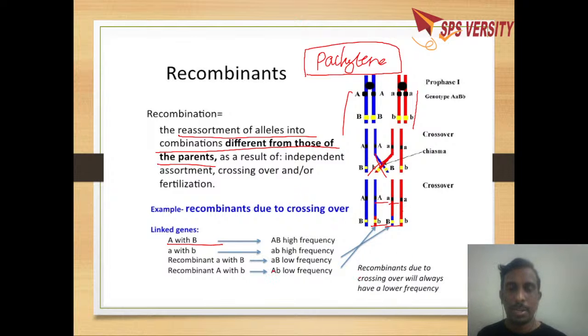Recombinants due to crossing over will always have a lower frequency. Here you can see the parental types with higher frequency. Recombinant small a, capital B, low frequency. Capital A, small b, low frequency. So this is the crossing over which takes place during prophase 1 of meiosis 1, and this X-shaped structure is called chiasma, which represents the point where crossing over has taken place. Recombination means the reassortment of alleles which leads to the formation of combinations different from those of the parents.